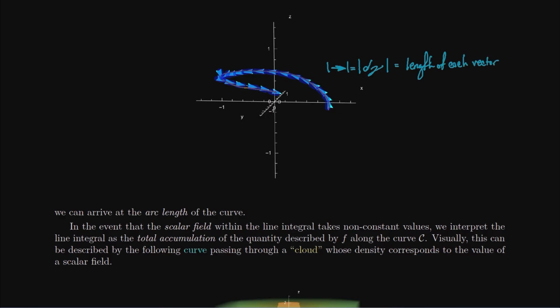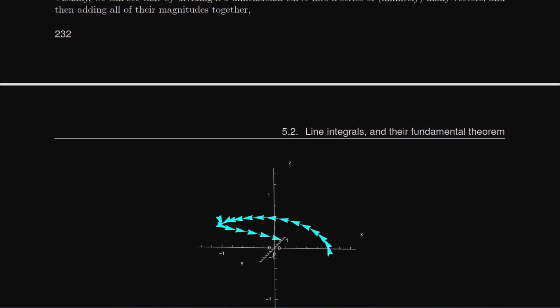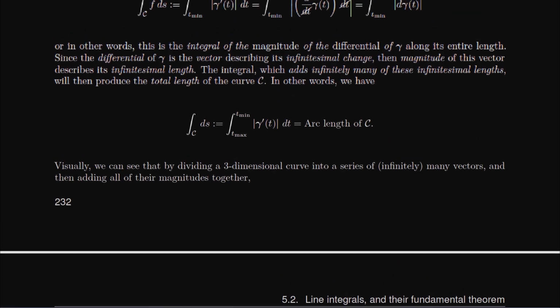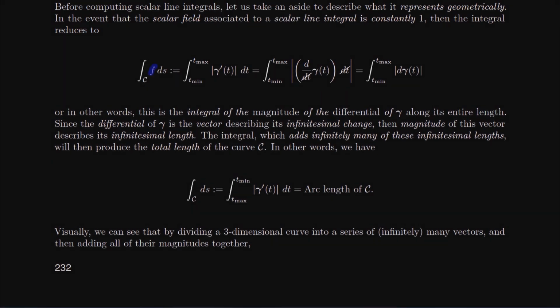And if I add all the lengths together, especially as I get smaller and smaller vectors, what am I actually going to arrive at? Well, each vector itself is kind of a one-dimensional object, but I'm adding all those together to recover the total arc length of that curve. And so that's what we think about in the scalar setting when we let this function be constantly 1.